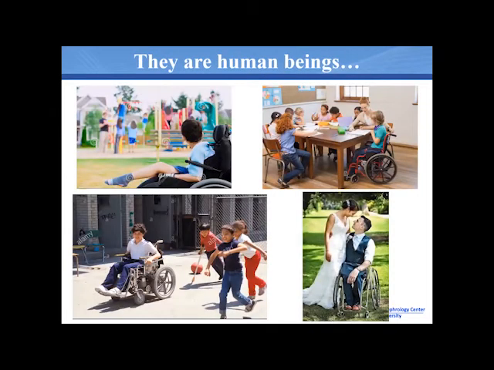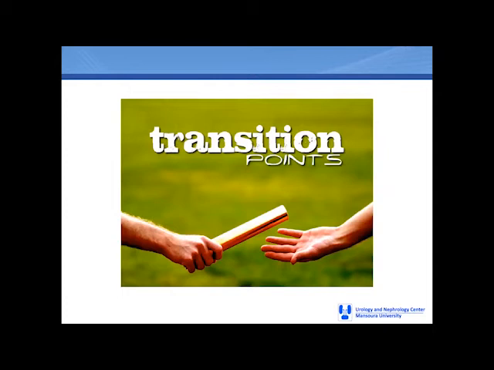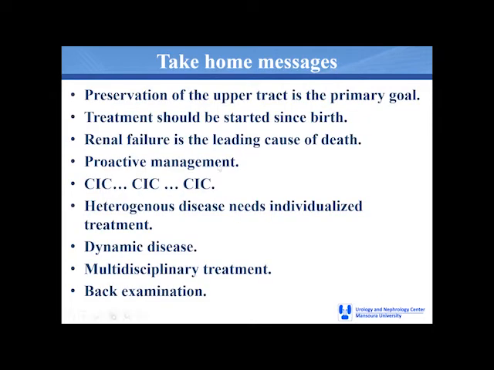These kids need to play, they need to learn, they need to go to school and go to college, and when they get older they need to marry. And remember, you have to have good transition when those patients go into adulthood. The take-home message: preservation of the upper tract should be our primary goal. Care should be started since birth. Renal failure is the leading cause of death. Management has to be proactive, with CIC initiated early in life.